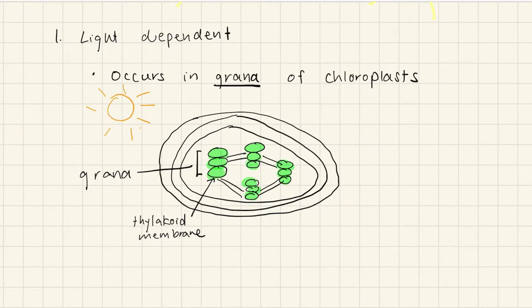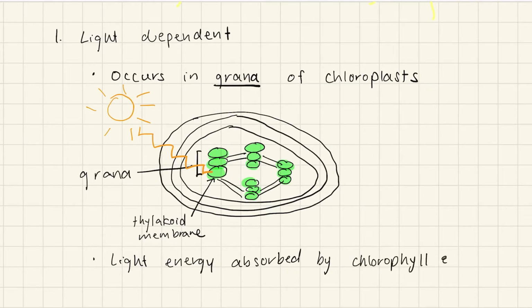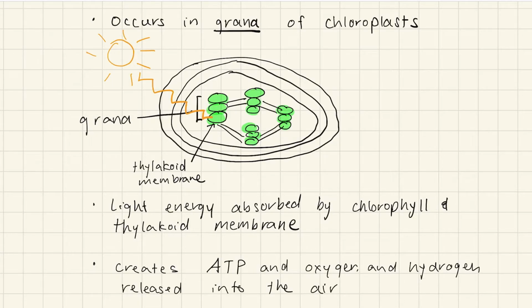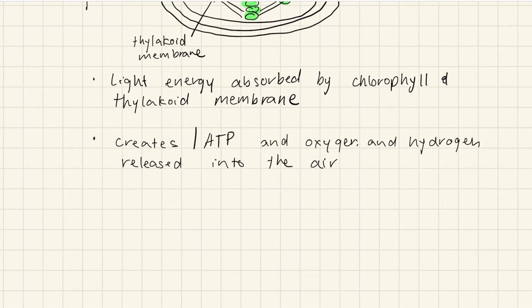The first stage is where light gets absorbed by the chlorophyll, which is a green pigment inside the thylakoid membranes. This process creates ATP, which is a source of energy, and hydrogen, and oxygen gets released into the air.